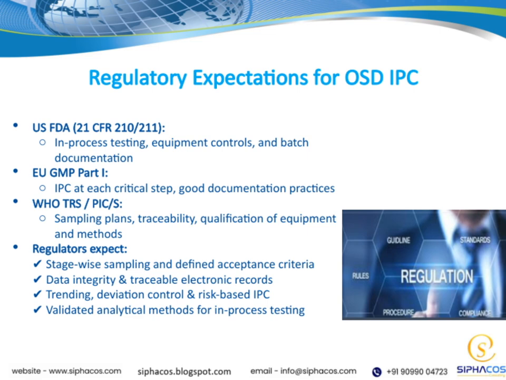They help us identify patterns, investigate issues promptly, and prevent problems before they escalate. Lastly, using validated analytical methods for in-process testing is essential to ensure accuracy and consistency throughout manufacturing. So, in summary, whether we're working under FDA, EU, or WHO guidelines, the key themes are thorough documentation, robust controls, traceability, data integrity, and validated methods. All these elements are vital to meeting regulatory expectations and ensuring product quality.